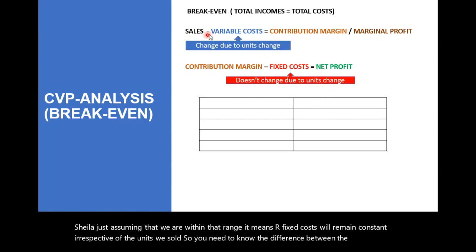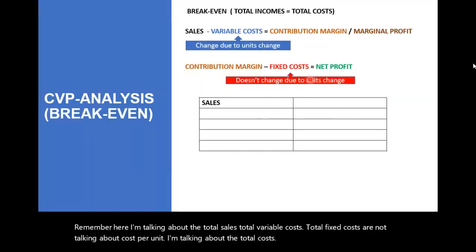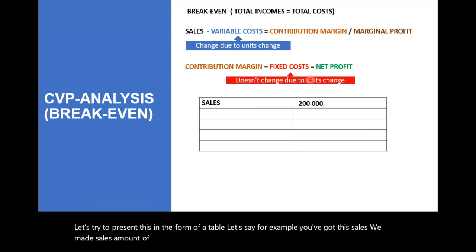Remember, here I'm talking about the total sales, total variable cost, total fixed cost. I'm not talking about cost per unit. I'm talking about the total cost. Now, let's try to present this in the form of a table. Let's say, for example, we've got the sales. We made sales amount of how much? The amounts are in rands.